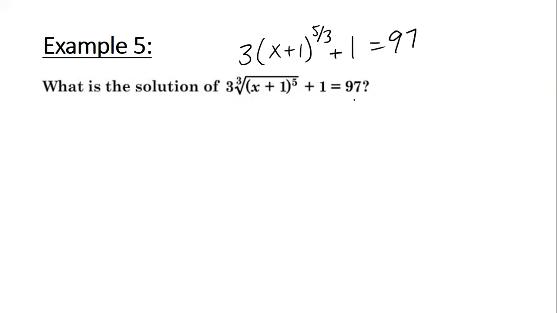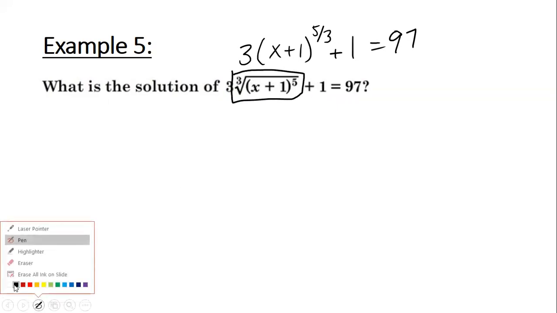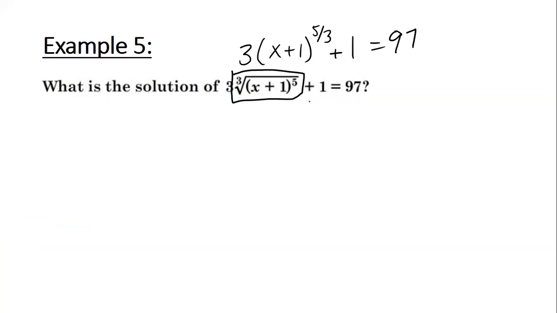Okay, so your other option is to go ahead and in the beginning, take your rational exponent and write it as a radical and exponent separate, and then go from there. Okay. All right, here we go. So the job is to get this by itself. So what needs to move first? The 1. So we have to subtract 1 from both sides. So we're left with 3 cube root of x plus 1 to the 5th equals 96.